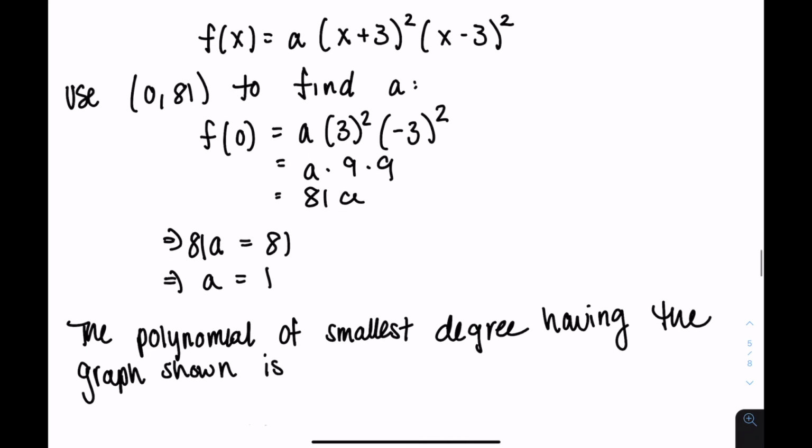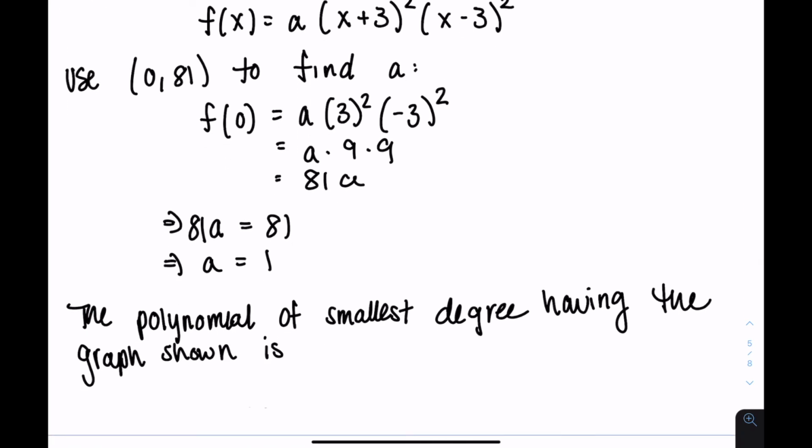So the polynomial of smallest degree with the graph that was shown is going to be x plus 3 squared times x minus 3 squared. So make sure every time you do problems like this, you put that arbitrary a out front. If you don't put that, you might end up getting the problem wrong because you're given another piece of information that you have to use.